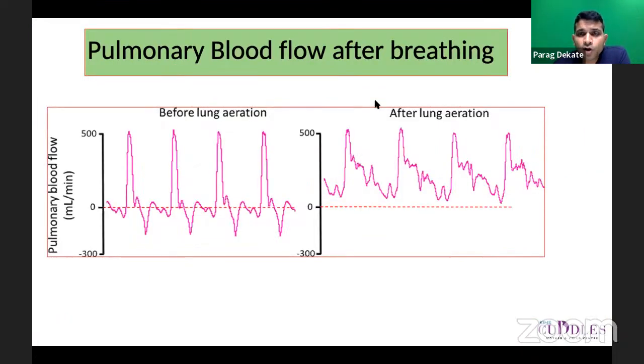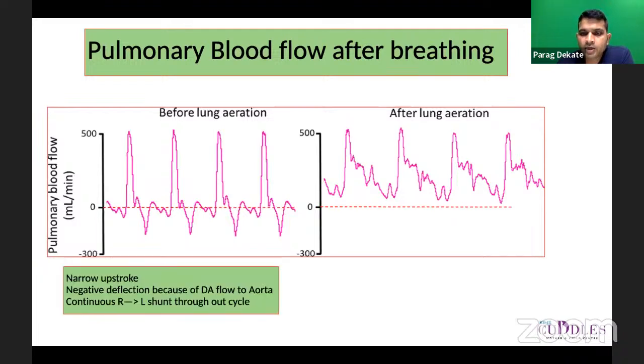Looking at the pulmonary blood flow, before lung aeration it is a collapsible kind of flow. You can see there is a rapid upstroke and downstroke. But once you have lung aeration, because of the pulmonary vascular resistance and the right ventricular flow and right ventricular maturation, you can have a nice flow here.